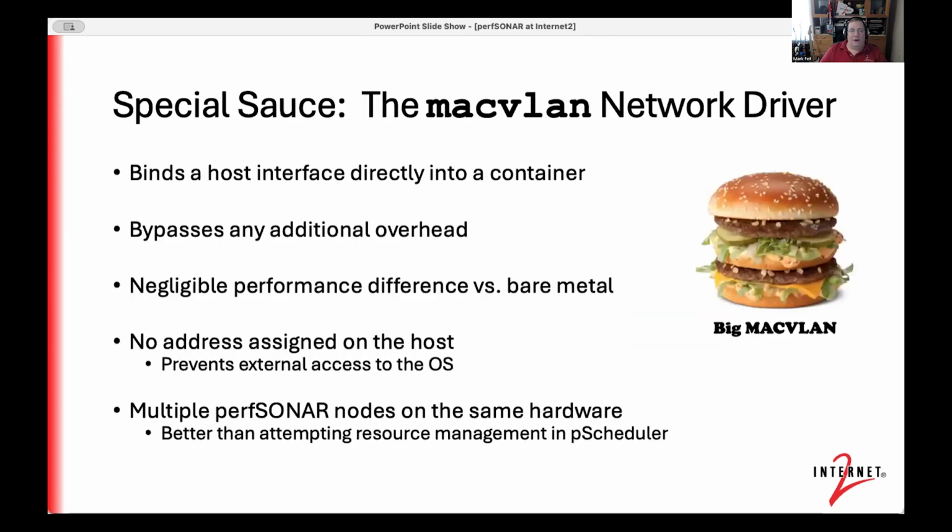What makes all this work is a network driver that's present both in Docker and Podman called macvlan, which takes an interface on the host and binds it straight into a container as if it was a bare metal thing. It bypasses whatever little additional overhead there was from passing the interface in any other way.